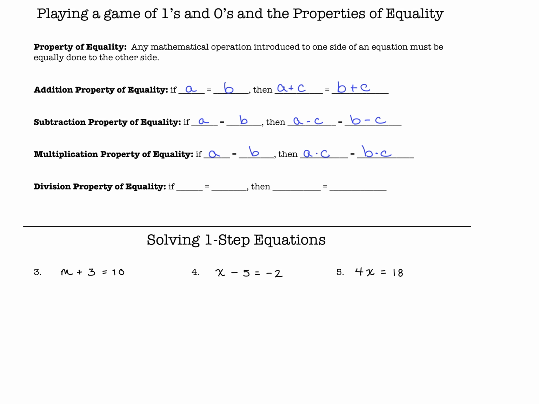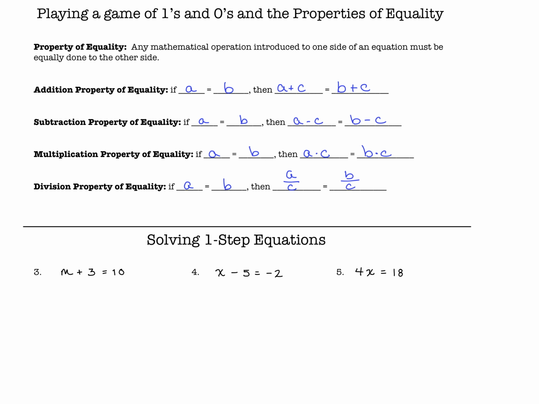So division property of equality states that if I have some A equal to some B, then if I do A divided by some C, then I must take that B and also divide it by C. So that's just an important idea of what we've done. So let's take that information and let's just apply it very quickly.